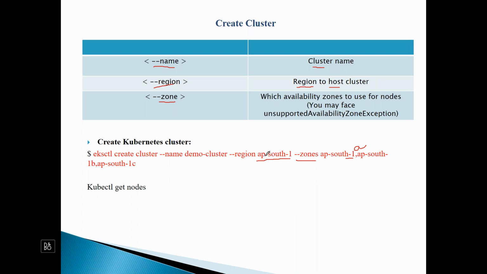In my case, in the Mumbai region, this is the code for Mumbai, AP-South-1. This is the technical name for the Mumbai region. In this region, there are three availability zones, AP-South-1A, 1B, and 1C. So I want to use the zones flag for availability zones. Which availability zones to use for nodes? You may face an unsupported availability zone exception if the Kubernetes cluster does not support that particular zone.